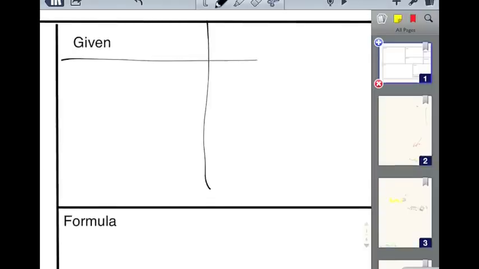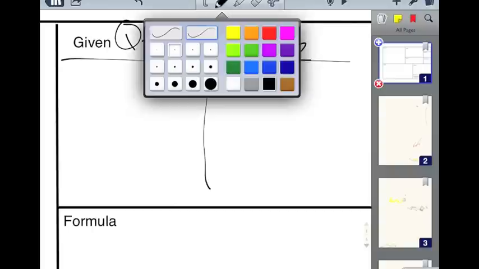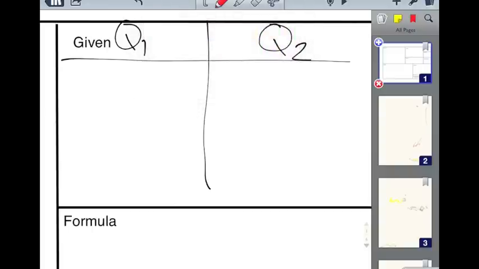Now the given information, we have to split it up into two things. So we know the first beaker, I'm going to call that Q1. I'm going to call the other one Q2. Okay, I'm going to go ahead and separate them in terms of color as well. So for the first beaker, the one that's hot, the mass is 50 grams.